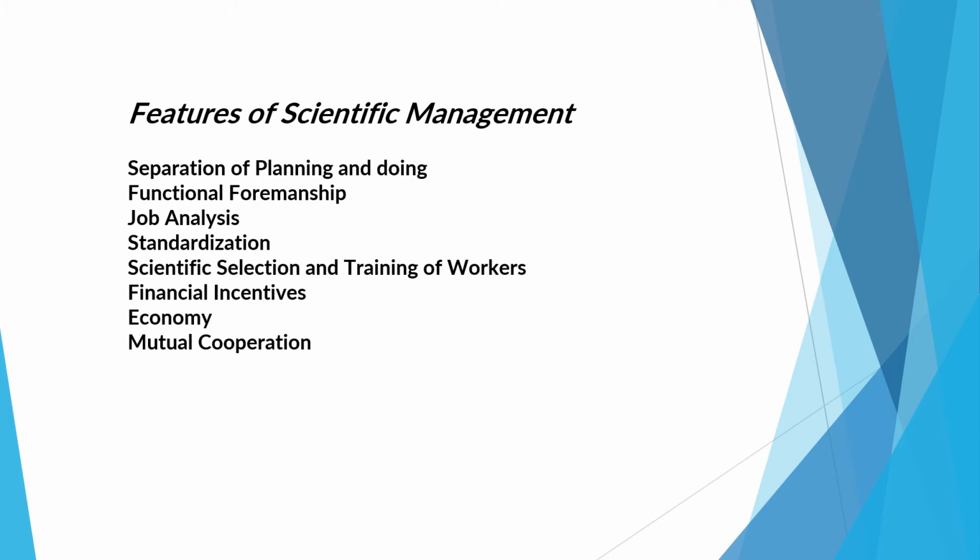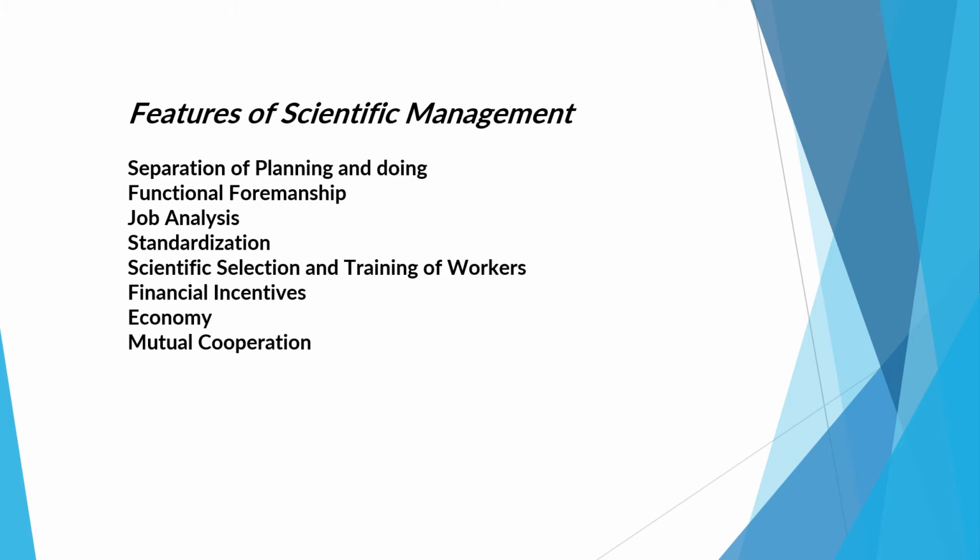And the second important feature of scientific management is functional foremanship. Taylor evolved the concept of functional foremanship based on specialization of functions, which could take up planning work adequately besides keeping supervision on workers. In this system, 8 persons are involved to direct the activities of workers. Out of these, 4 persons are concerned with planning.